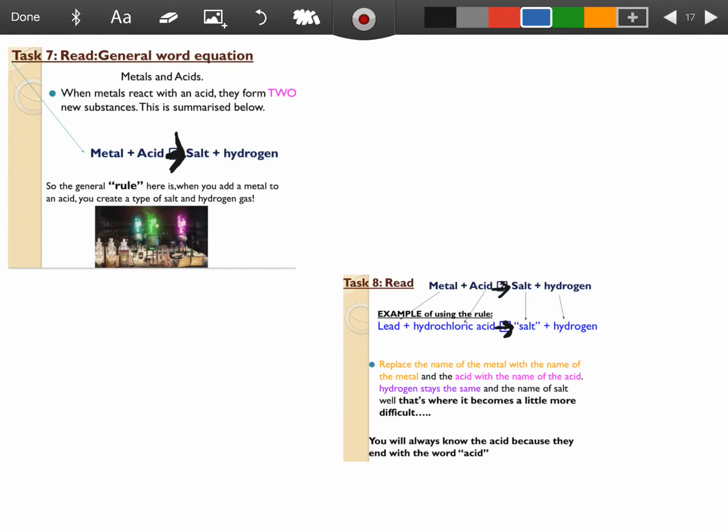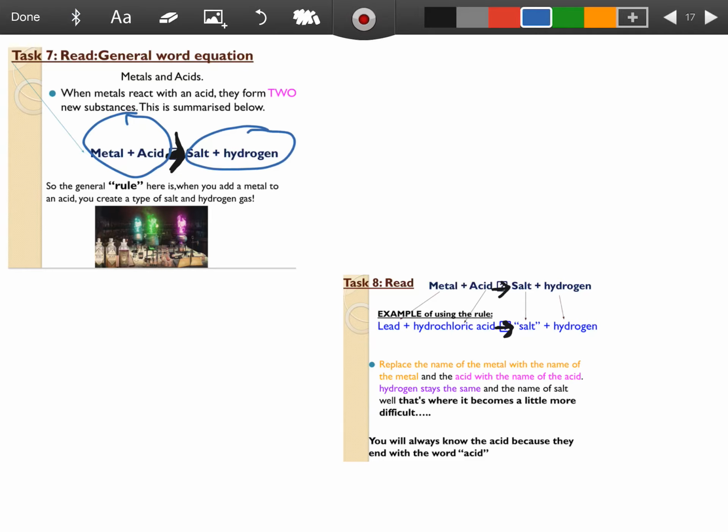So last lesson we looked at metal plus oxygen, arrow, metal oxide. That was the general word equation, but then you had to apply it using actual metals. We're now going to look at another one. Our new word equation is when you react a metal with an acid, you make salt and hydrogen. Now hydrogen is a gas, okay? So when you react a metal with an acid, you make salt and hydrogen. So your reactants make these products, okay? This is your general rule. But again, you have to learn to use it.